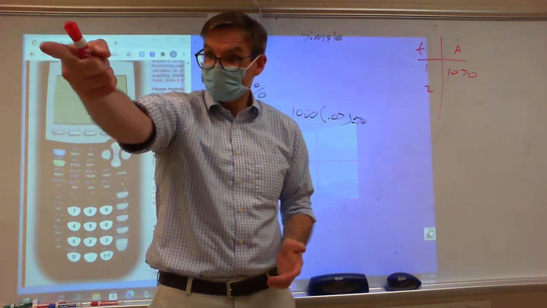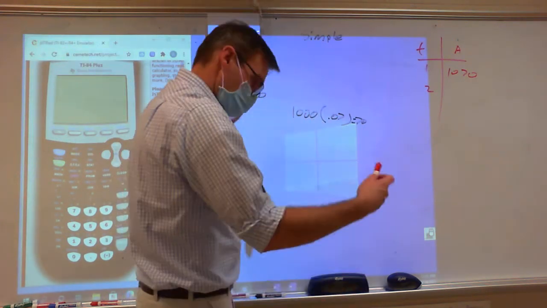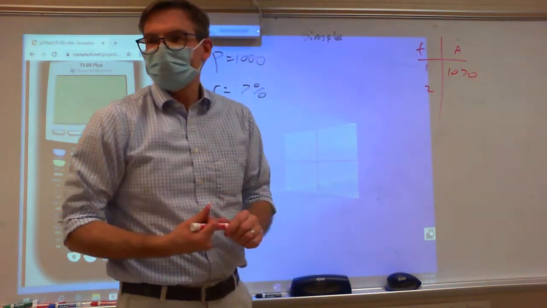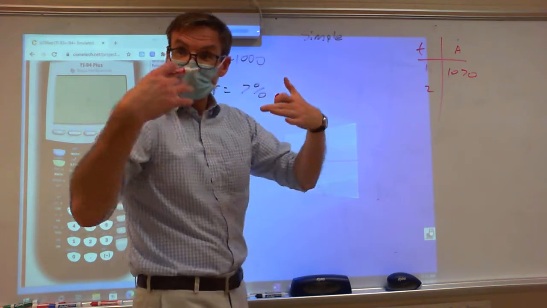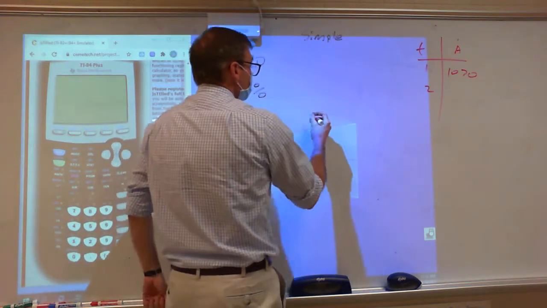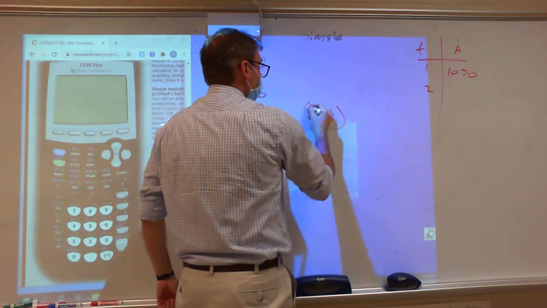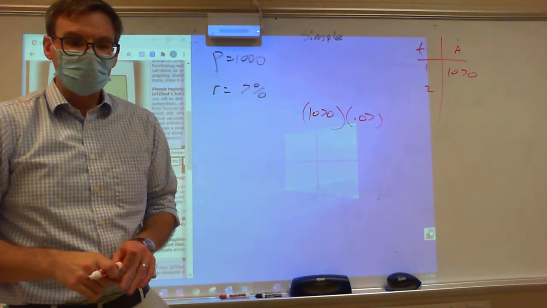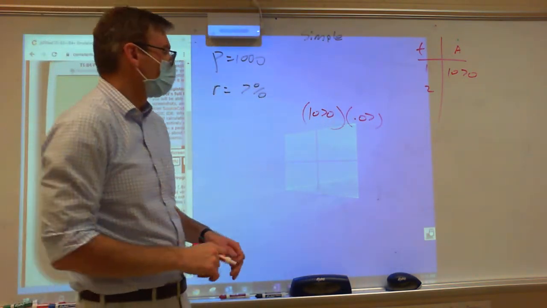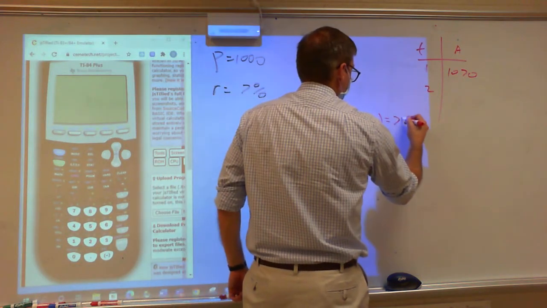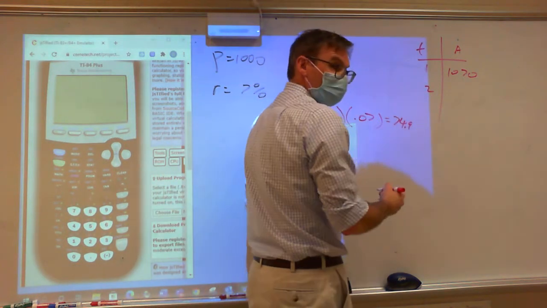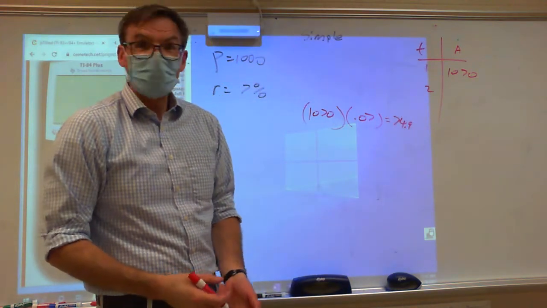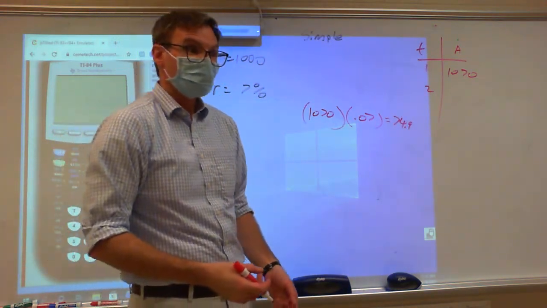Say it louder. 1,070 times 0.7. Perfect. So if I want to find out how much money the bank pays me at the end of the second year, I'm going to do 1,070 and multiply that times 0.07. And what do we get? 74.9. That's 74.9, right? So we got more money this year, right? We got $4.90 more, didn't we?